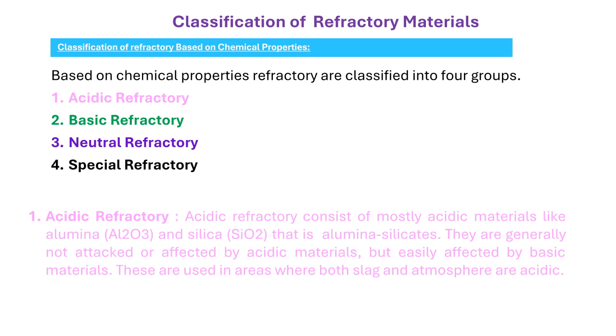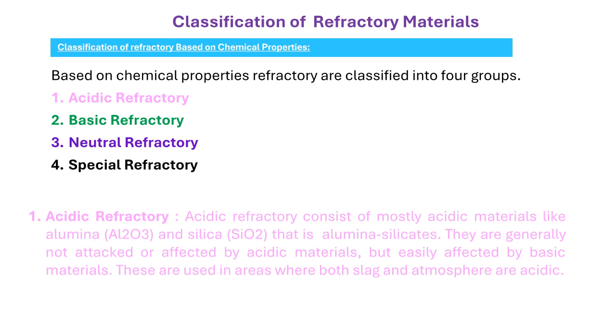These are made mostly from acidic compounds like alumina and silica. In other words, alumina silicates. Here's the key point. Acidic refractories resist acidic slags and acidic furnace atmospheres very well, but they are easily attacked and corroded by basic, alkaline materials.